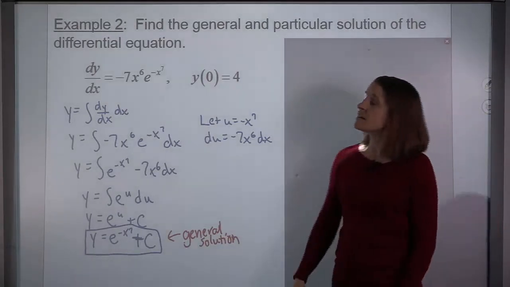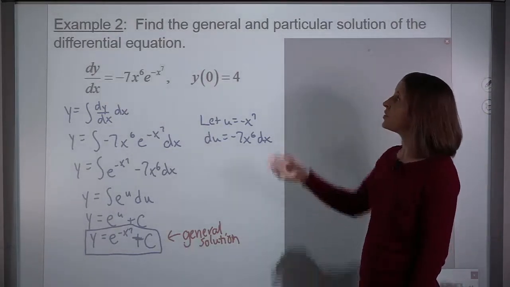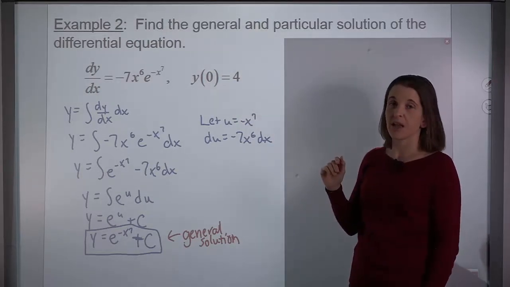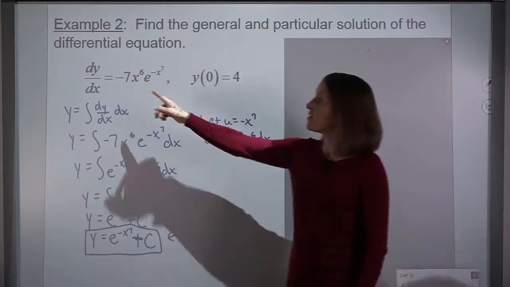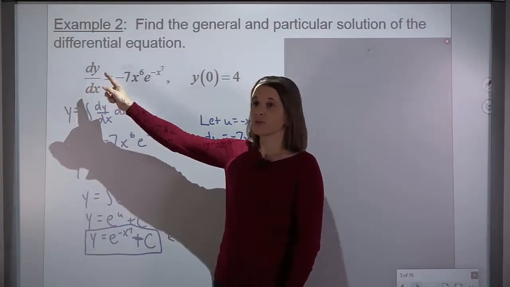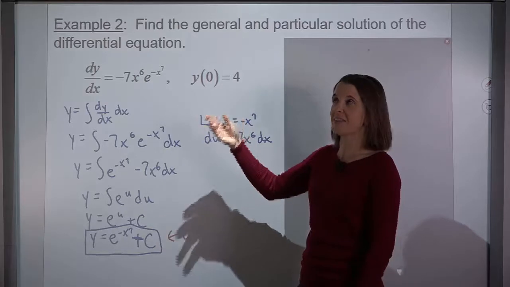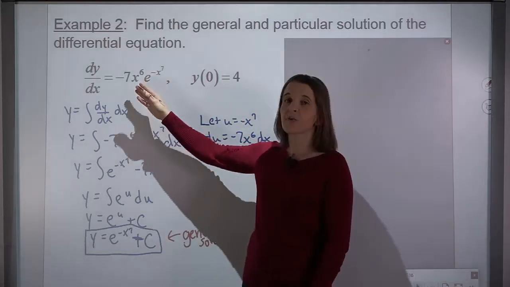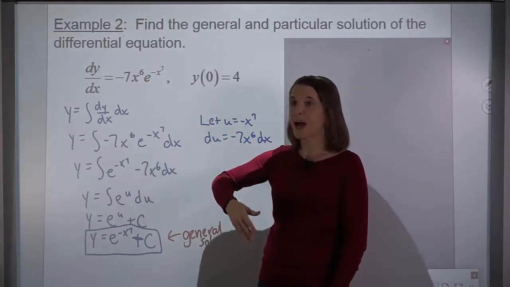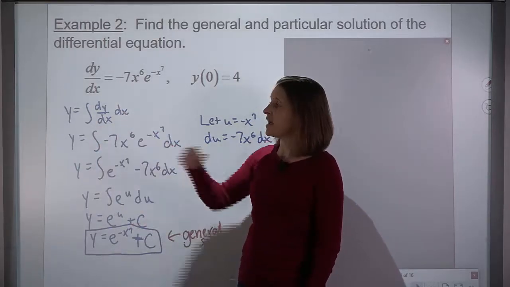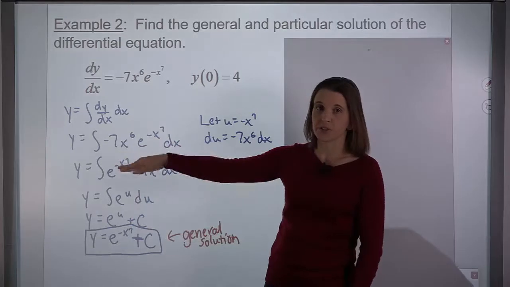Okay, so here is one more, and what you'll notice is this time we are asked for both the general and the particular solution. So for the general solution, if I know that there's some function whose derivative is negative 7 x to the 6 e to the negative x to the 7th, then if I want to know what function that was, I will find the antiderivative of it, right? I will integrate dy dx and get what that original function was.